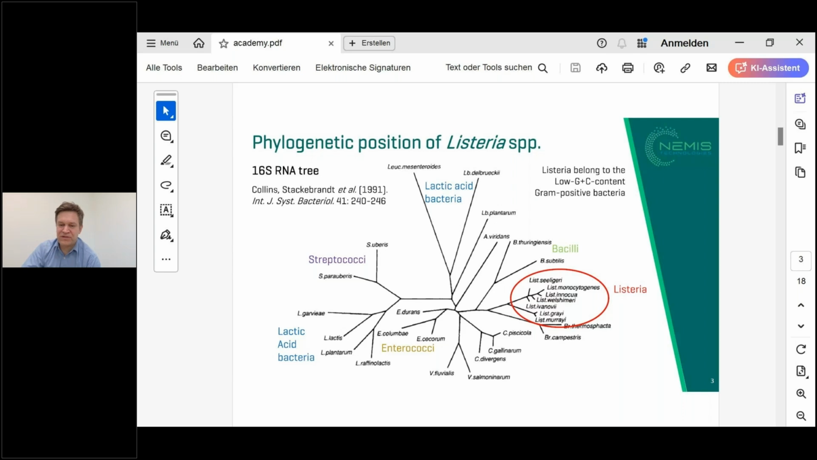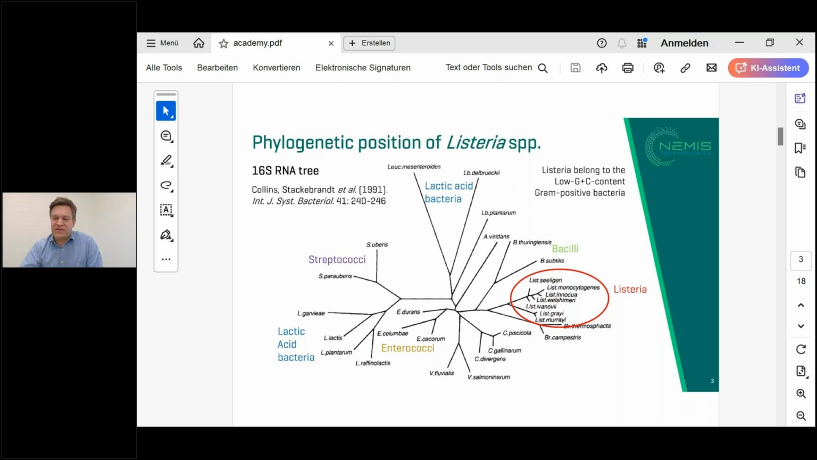Already in 1991, the first phylogenetic tree was published based on sequence data of the 16S rRNA gene, and it was found that the Listeria species known until then clustered closely in one region of the phylogenetic tree. They belong to the so-called low GC content gram-positive bacteria.